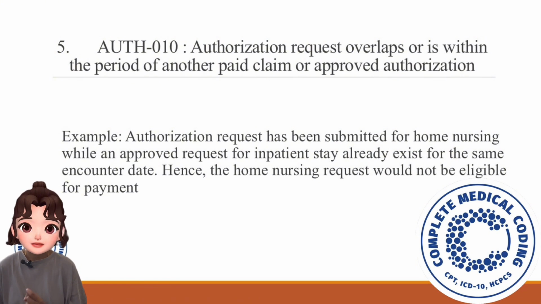So here, home nursing service we are submitting, but on the same date we already received an approval request for inpatient care. So how can inpatient care and home nursing be together? It can't be together, right? So in such cases we will get an authorization rejection saying AUTH 010. Okay, so it means the authorization request overlaps within the period of another paid claim. It's already a paid claim or an approved claim. So if some other request overlaps, then we will get this kind of rejection, AUTH 010.